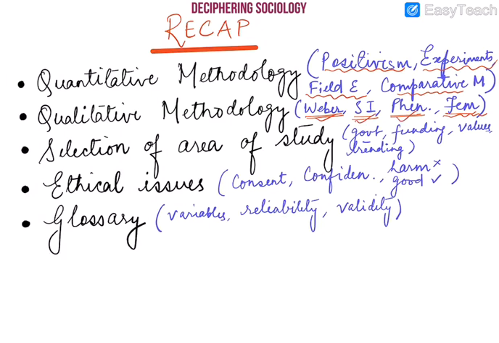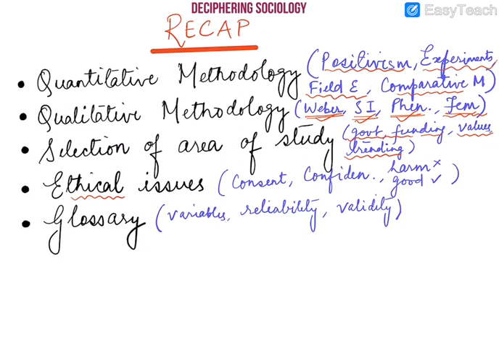We also studied that when sociologists have to select an area to study, then they are influenced by multiple factors. What were these factors that we studied? For example, government funding, then the values of the researcher, then the trending research topics, then practicalities like time, money, access. Then the next topic that we studied was about ethical issues.